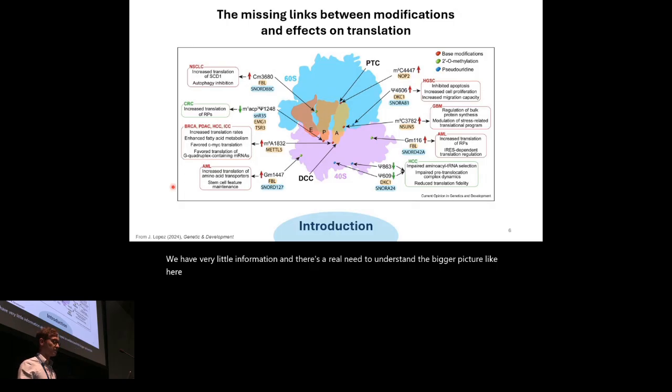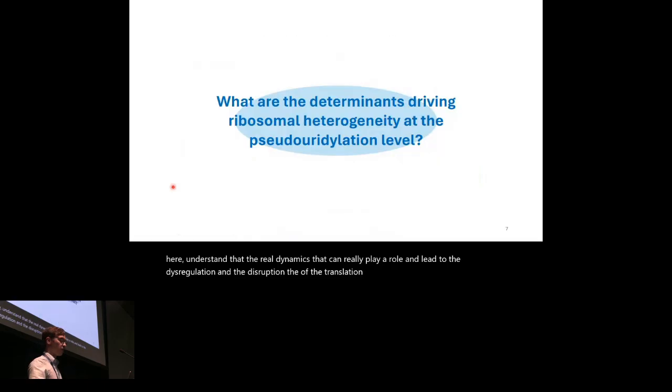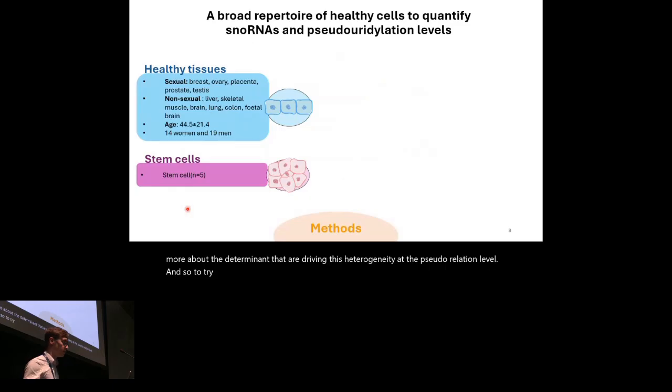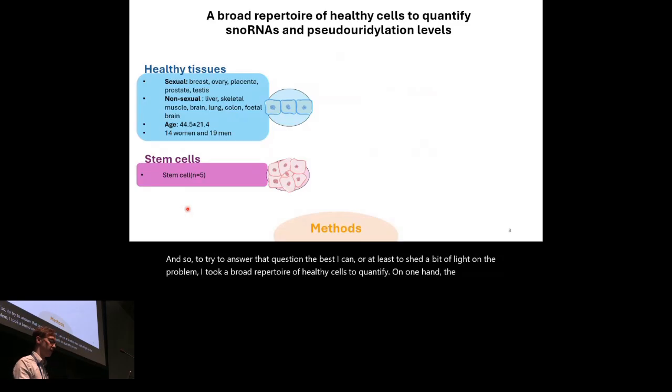Understand the real dynamics that can play a role and lead to the dysregulation and the disruption of the translation programs. And so this is the ambitious question I am asking here. I am trying to understand more about the determinants that are driving this heterogeneity at the pseudouridylation level. To try to answer that question the best I can, or at least to shed a bit of light on the problem, I took a broad repertoire of healthy cells to quantify on one hand the snoRNAs and on the other hand the pseudouridylation.